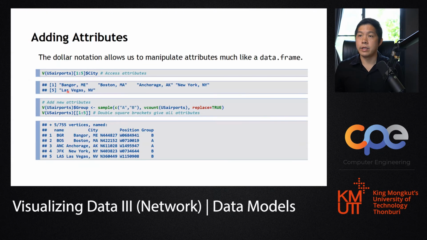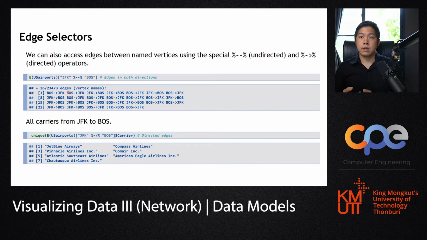For the edges, you can retrieve the list of edges, but you need to have certain notation to retrieve things. For vertices it is easy because you can use the vertex name, but for edges that would be difficult, because when you want to refer to an edge, you probably need a pair of vertices. In here you need to specify the pair of vertices from JFK to Boston, and this operator, percent hyphen percent, is an undirected operator telling you that if there is a relationship between JFK and Boston, you need to show it. Then you have all JFK to Boston edges without regard to direction.